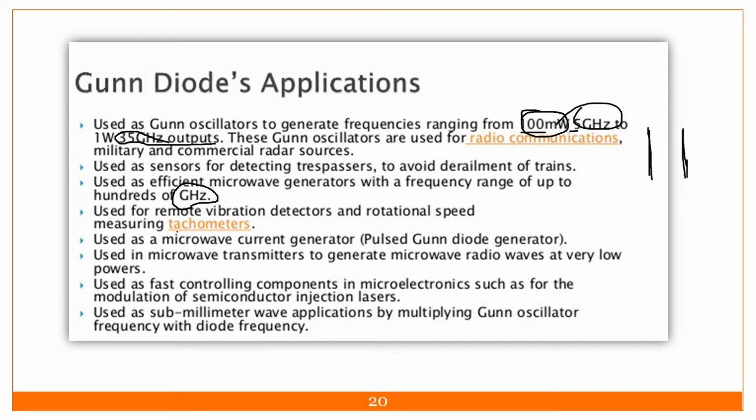Then you can use it in tachometers also, because a tachometer is used to measure the speed of any moving particle, or some motor, so you can use it to measure the speed also. Then you can use it as a current generator in pulse radar and pulse generator. Then it is used in microwave transmitters to generate microwave radio waves at low powers. Low power is nothing but the 100 milliwatt we have discussed.